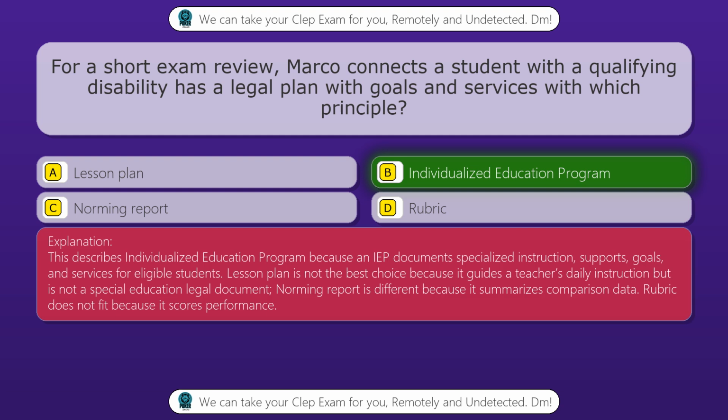This describes individualized education program because an IEP documents specialized instruction, supports, goals and services for eligible students. Lesson plan is not the best choice because it guides a teacher's daily instruction, but is not a special education legal document. Norming report is different because it summarizes comparison data. Rubric does not fit because it scores performance.